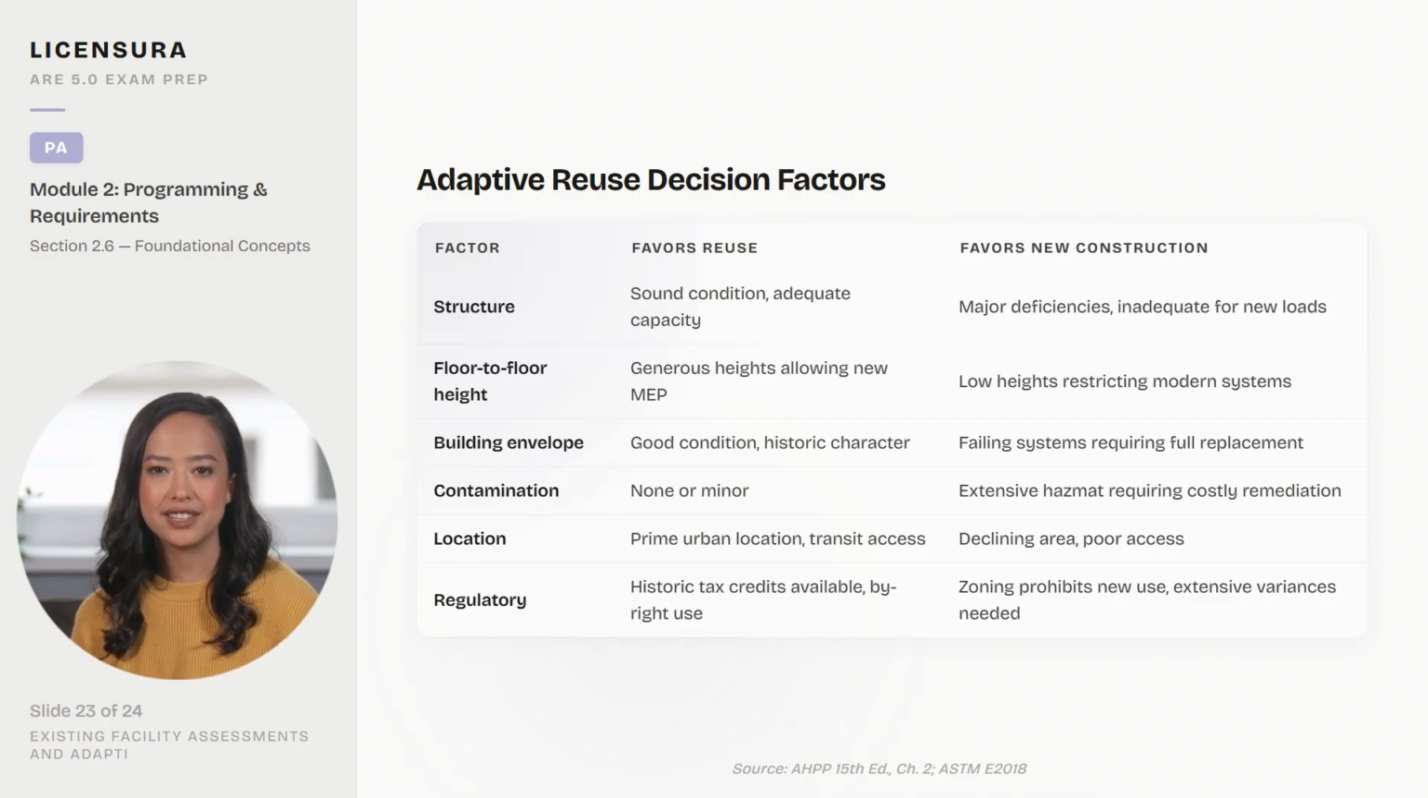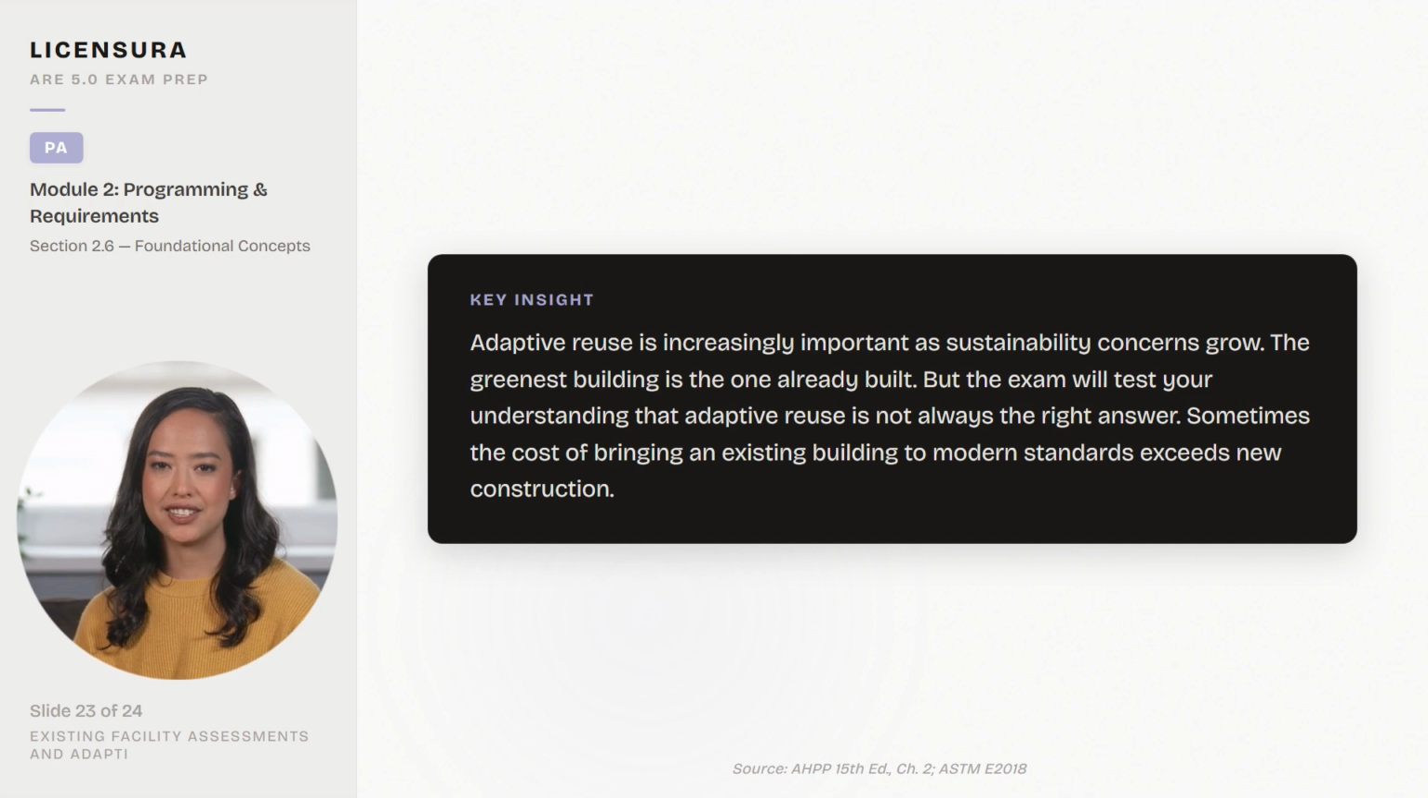The exam tests this analysis framework. Adaptive reuse isn't always the answer, even though sustainability trends favor it. Here's the key insight. Adaptive reuse is increasingly important as sustainability concerns grow. The greenest building is the one already built, but the exam will test your understanding that adaptive reuse is not always the right answer. Sometimes the cost of bringing an existing building to modern standards exceeds new construction.